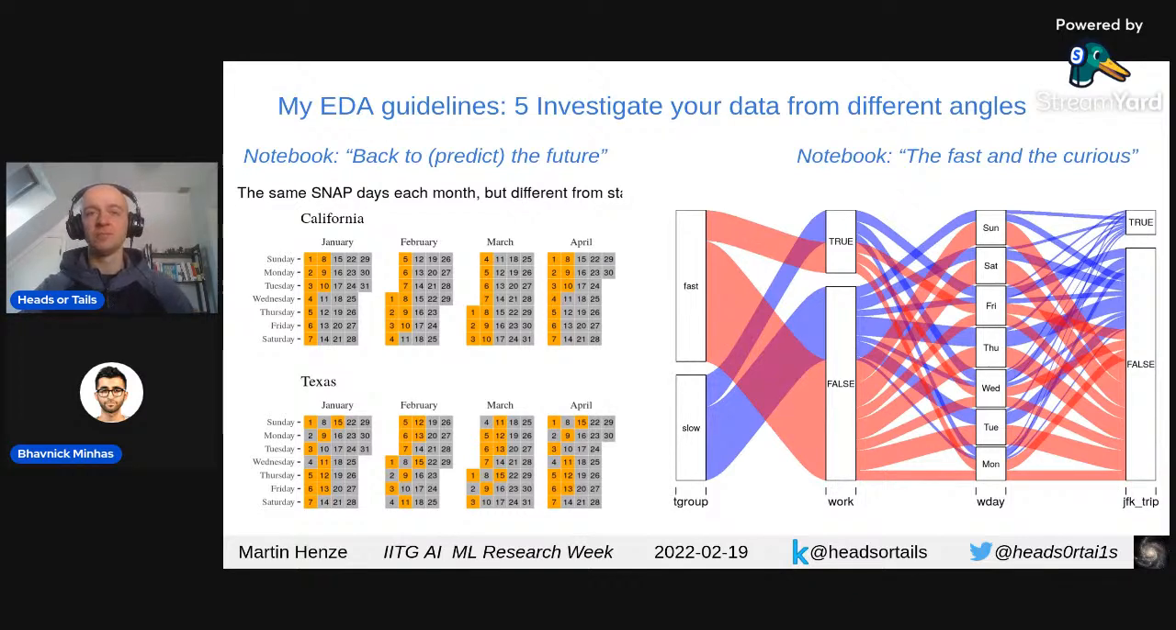Martin, there's a question. So the question says, what should we do to visualize data with a lot of null values? Should we completely remove them before doing EDA?